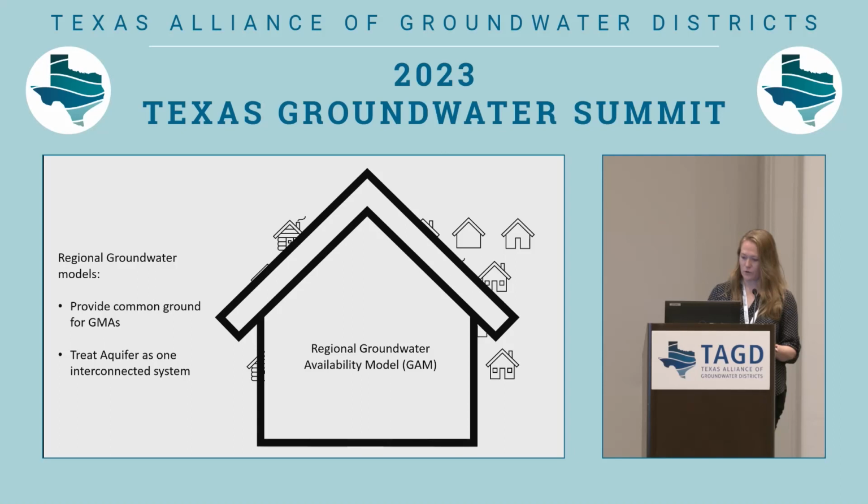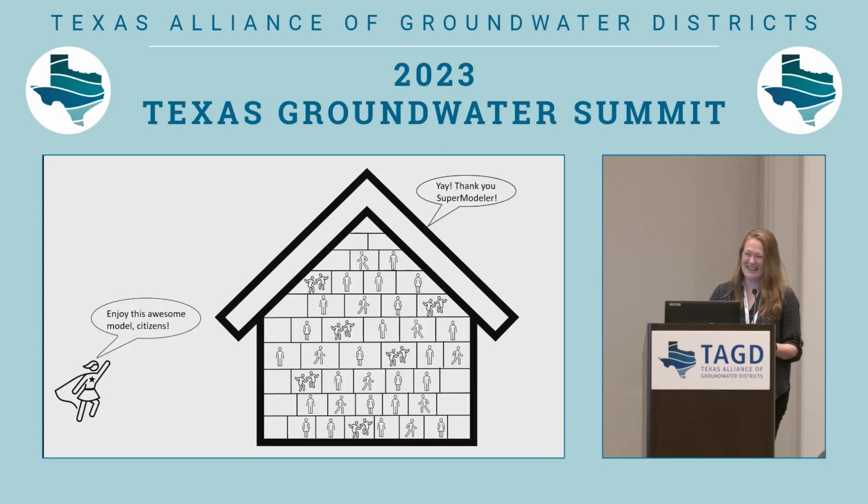So I took some creative license. This is the TWDB supermodeler, and we've created this giant regional model for everyone, and everyone says, this is exactly what we needed. Crowd goes wild, everyone lives happily ever after, right? Right? No. So let's just talk through some of the reasons why the crowd is not going wild.